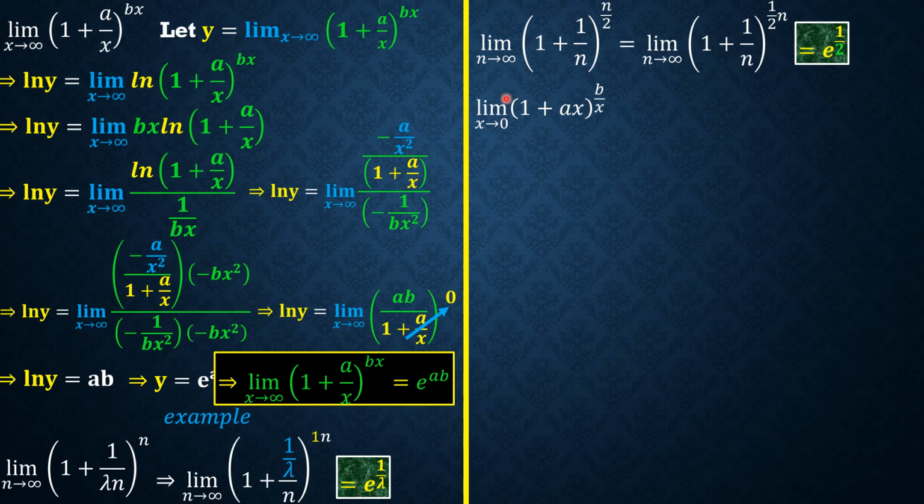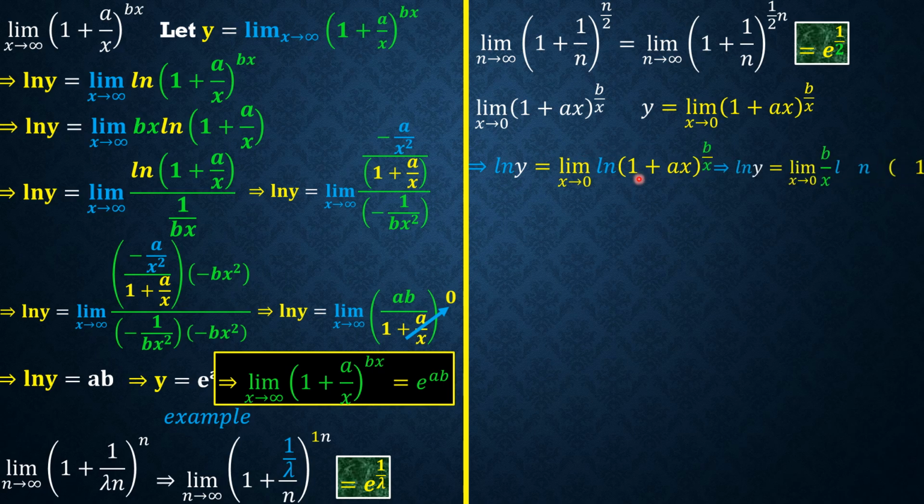So in this case, guys, similarly, we are going to let y be the limit as x goes to infinity of 1 plus ax raised to the power b over x. Taking the natural log on both sides, we have ln y to be the limit as x goes to infinity of natural log of 1 plus ax raised to the power bx. Again, the log property tells us that we could bring the power to the front to have ln y be the same as the limit as x goes to infinity of b over x natural log of 1 plus ax.